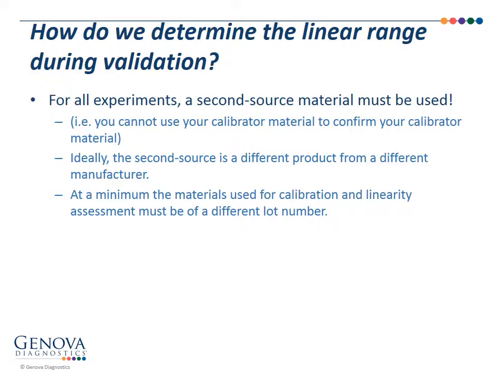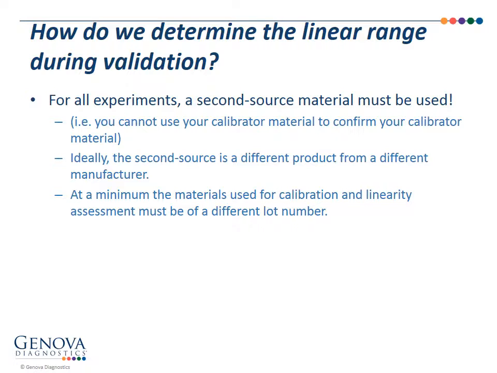Ideally, the second source is from a whole different manufacturer, a whole different company. There are some situations where there is only one global supplier of a certain product. In those cases, we want to, at the very minimum, go for a second lot number. And there are a few rare cases where there are no suppliers of those analytes and we have to have a custom synthesis. And these are okay. They're not ideal, but they're okay. We just need to manage them very, very carefully.